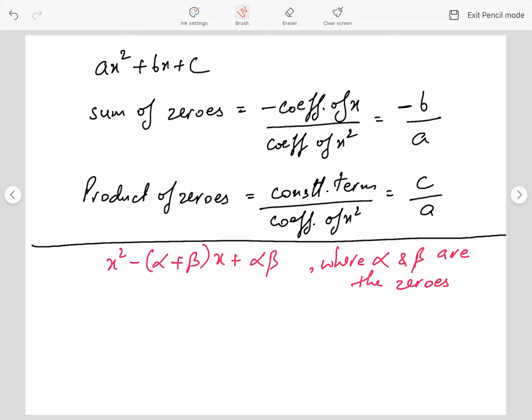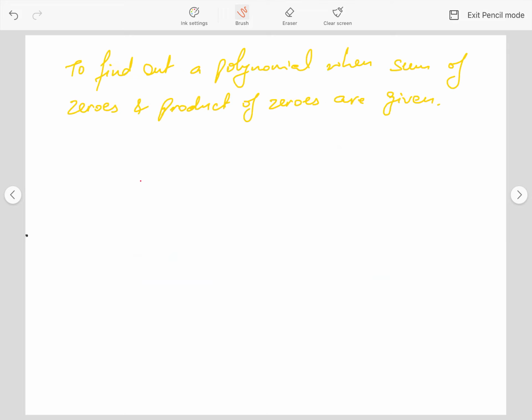So generally we take alpha and beta as the zeros of a polynomial. Okay, so this is the formula to find out the polynomial when the sum of zeros is given to us. If we write the sum of zeros in terms of alpha and beta, we can write it as alpha plus beta, and the product of zeros as alpha into beta. Okay, so now we will find the formula to find out a polynomial when the sum of zeros and product of zeros are given. So let us see one example for this.